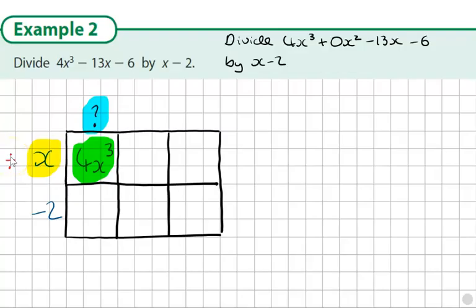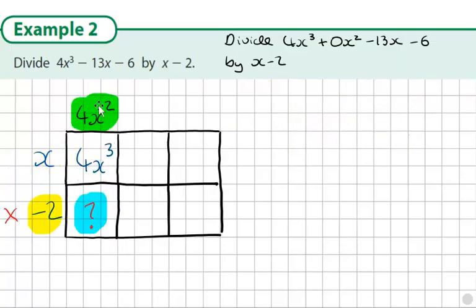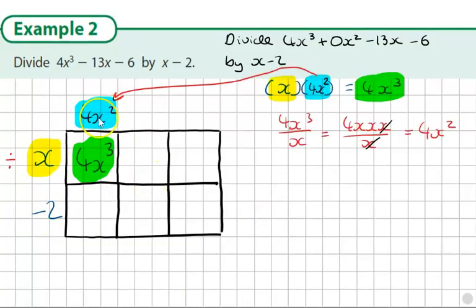We always start with divide. We're going to divide 4x cubed by x, and we write the answer on top. So we want to think, well, x multiplied by what gives us 4x cubed? 4x cubed divided by x is 4xxx divided by x. The x's will cancel, and we're left with 4x squared, which we draw on top.